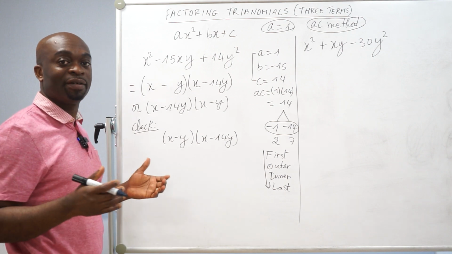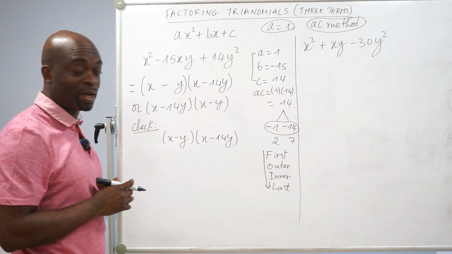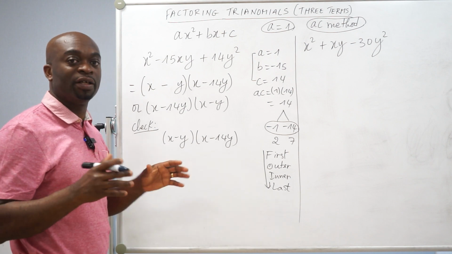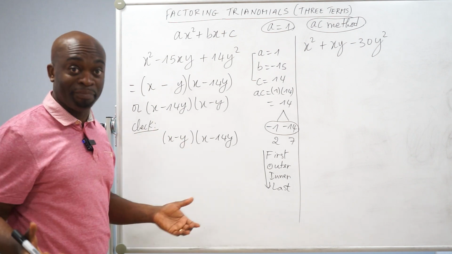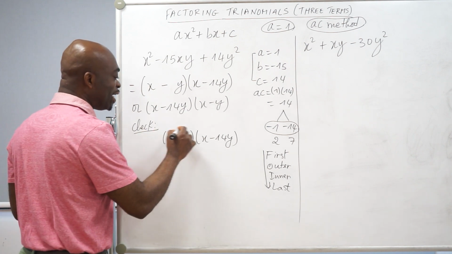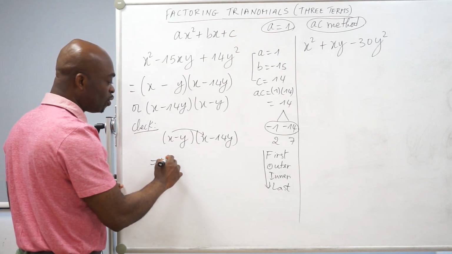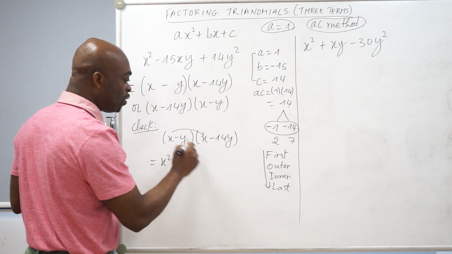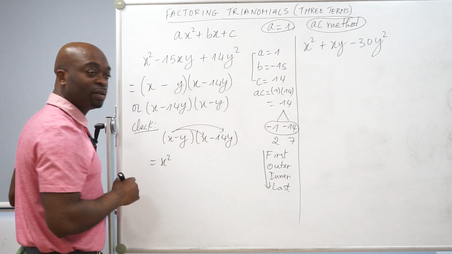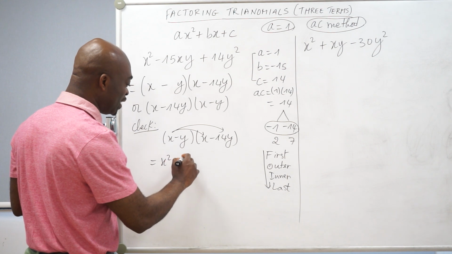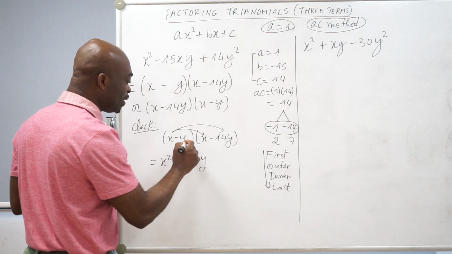So in the USA, American style, this is what we use, right? In other places there are different names for it, but they're the same method, correct? So then we have x times x, that's the first. That will give us x squared. So the outer, x times negative 14y, will give us negative 14xy.